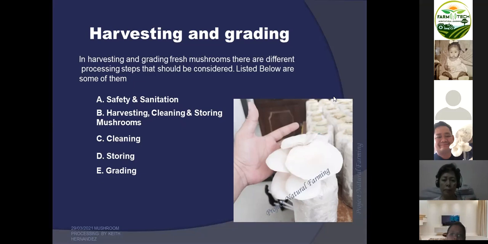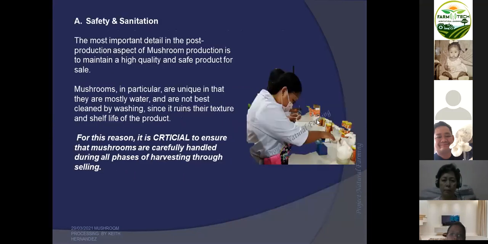Next is yung harvesting, cleaning, and storing of mushroom. Ano ba yung proper? Okay? So tignan natin. So sa safety and sanitation, as I mentioned, the most important detail in post-production aspects of mushroom production is to maintain a high quality and safe product for sale. Gusto natin malinis, safe siya, de kalidad.